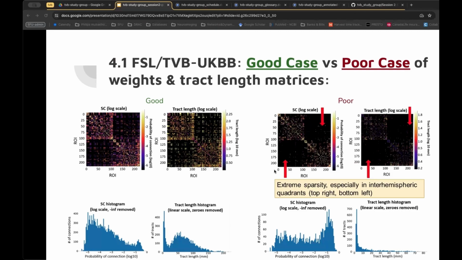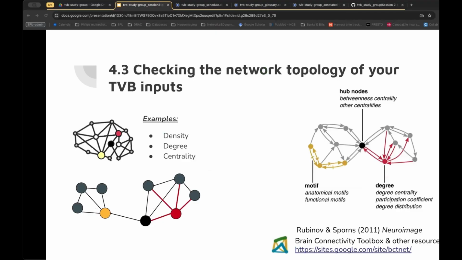So in addition to just visually inspecting the matrices and making sure that they look reasonable, we can also use graph theory analyses to assess the quality and the network topology of the inputs into TVB. With graph theory analyses, if you're not as familiar, we represent the brain regions as nodes, and the connections between the brain regions as edges or links in the network. So in our example, for our connectivity matrices, the rows and columns are the nodes, and the matrix values are the links that we're assessing.